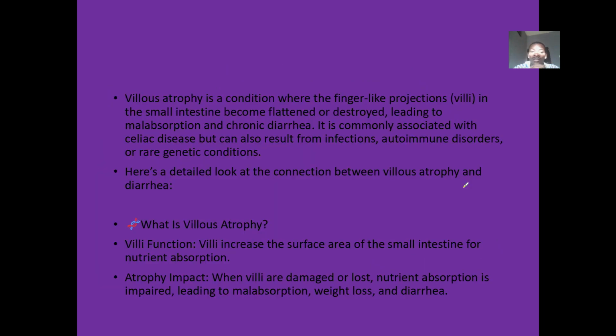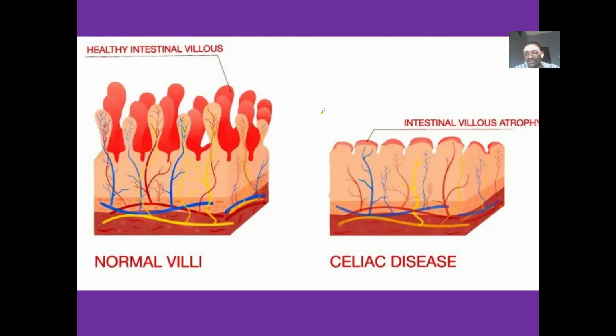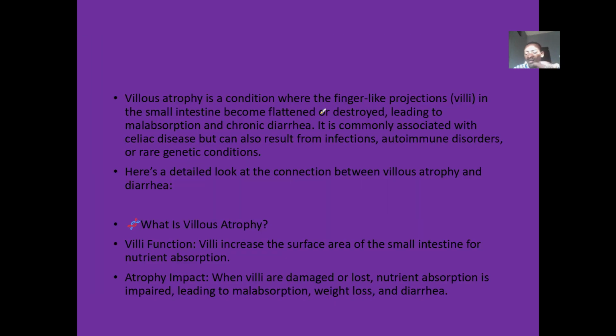You understand? So villous atrophy is just a condition where the finger-like projections, the villi in the small intestines, flatten and get destroyed. This can lead to malabsorption, and a lot of things are now being passed out in stool. So that's what will lead to the diarrhea that we're talking about. The villi could atrophy because of infections. It could be autoimmune disease conditions where your body is attacking its own cells.